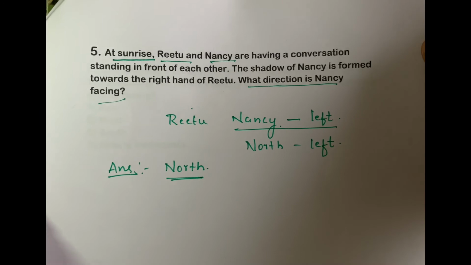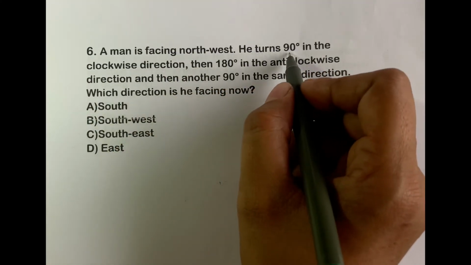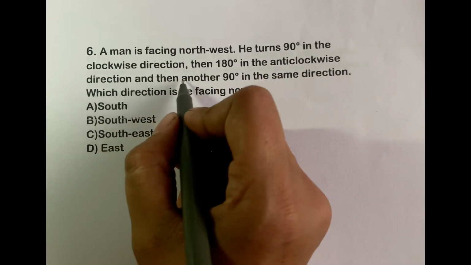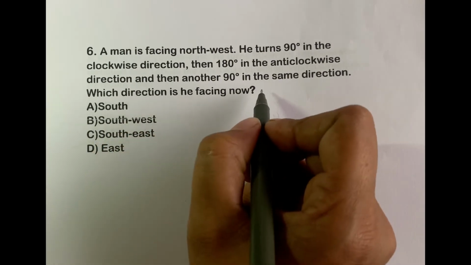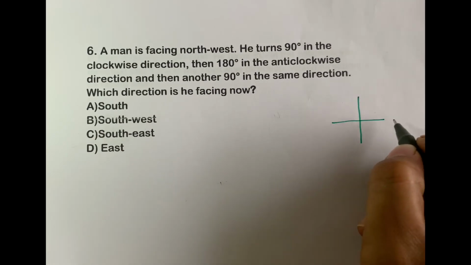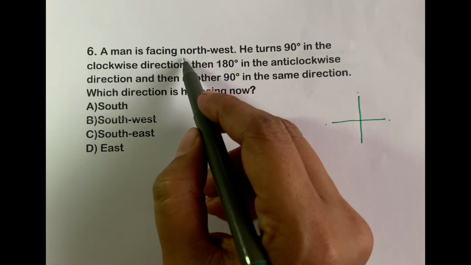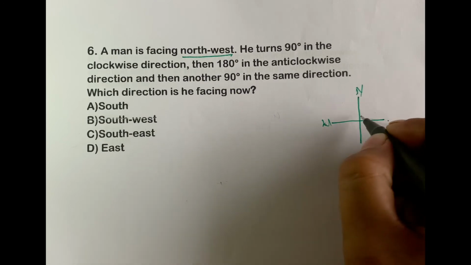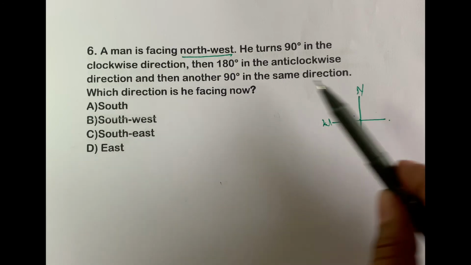Okay. Next question. A man is facing northwest. He turns 90 degrees in the clockwise direction and 180 in the anti-clockwise direction and then 90 in the same direction. Which direction is he facing now? We already know the directions: east, west, north and south. They are telling that the man is facing northwest. So this is north and this is west. He is in the northwest direction, so this direction.